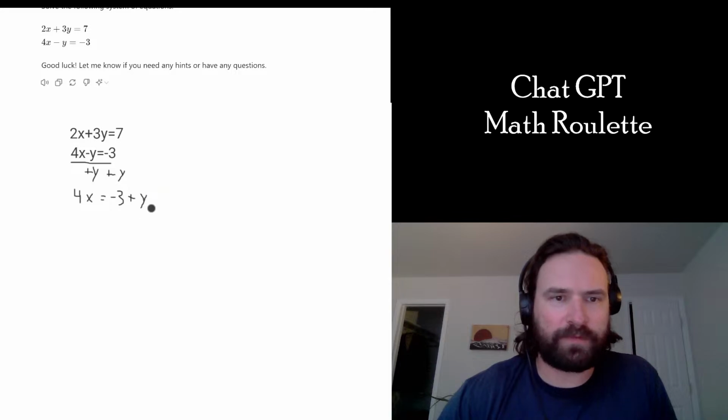And now again, I want to get this y by itself, so I'm going to get rid of this -3 by adding 3 to both sides, giving me 4x plus 3 equals y.